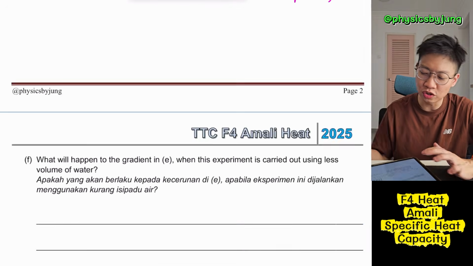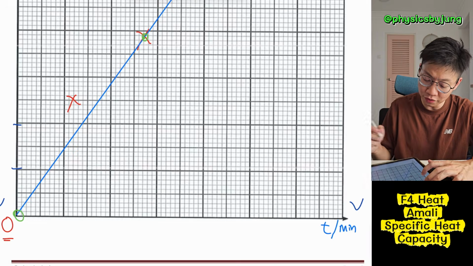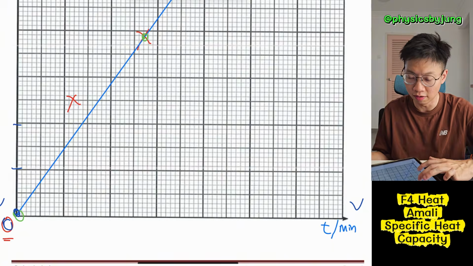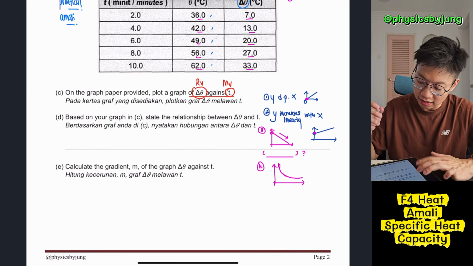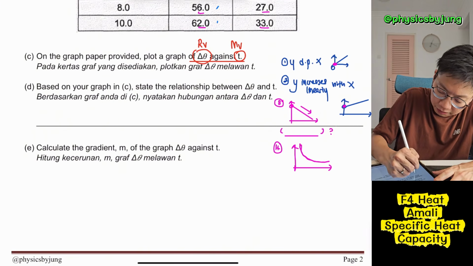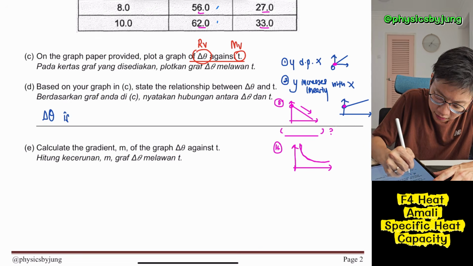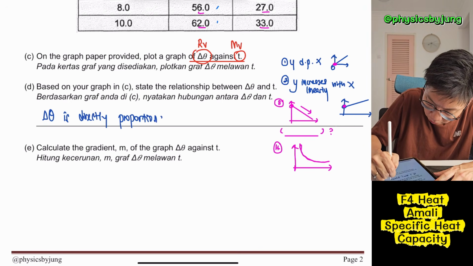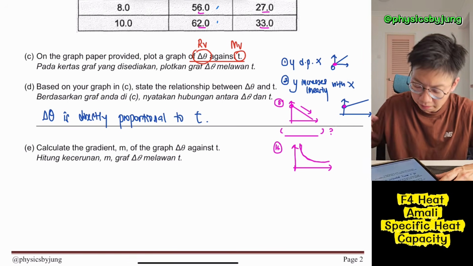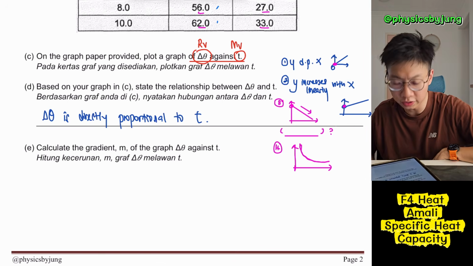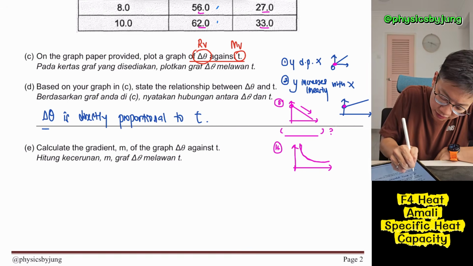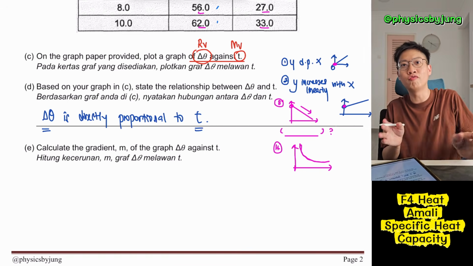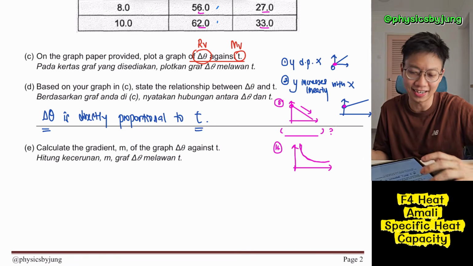Okay, so since we drew this graph and we realize that it starts from zero, what we're going to do next is talk about the relationship. So we will say that your theta is directly proportional to t. So make sure that you state the variables. Don't just write directly proportional, okay, guys.